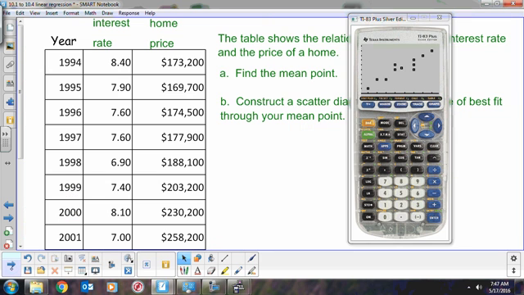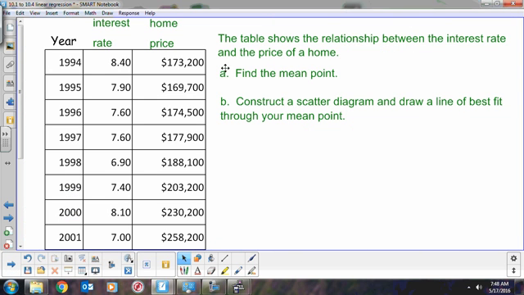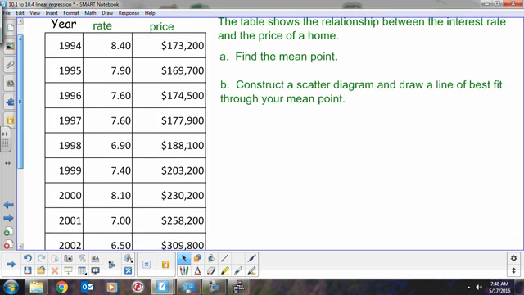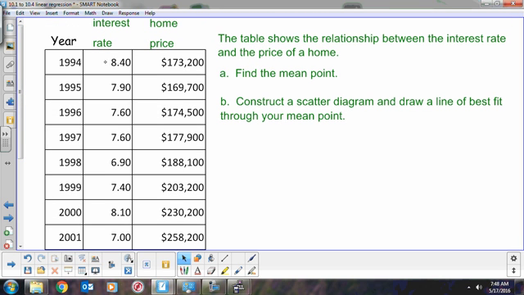All right. So I've got all these examples. The table shows relationships between interest rate and the price of a home. Find the mean point. So here's your interest rate, here's the price of a home. Construct a scatter diagram and draw a line of best fit through your mean point. Comparing the interest rate and the price of a home in 2016 with, let's say, the interest rate and the price of a home in 2010 or 2009.